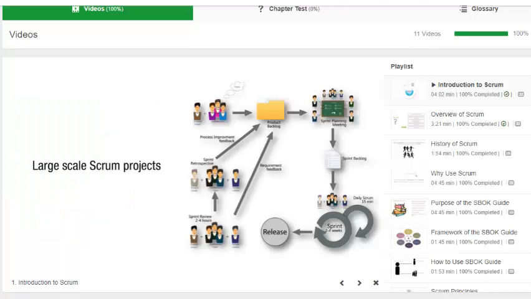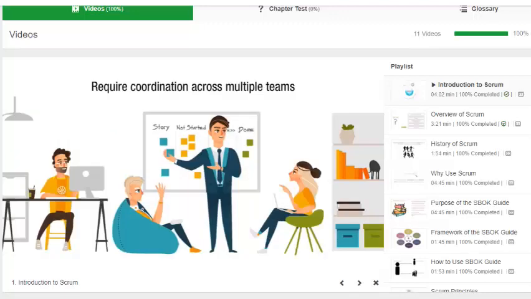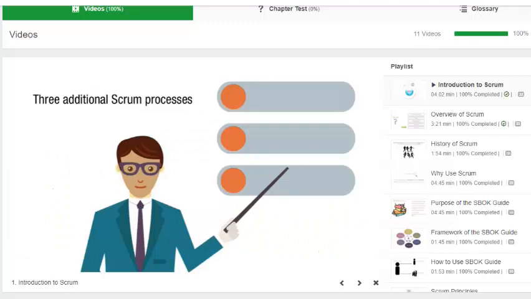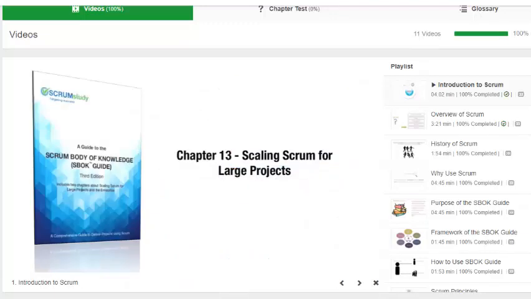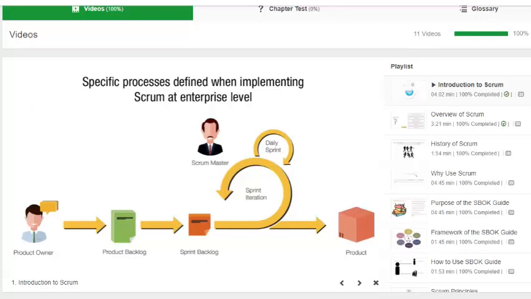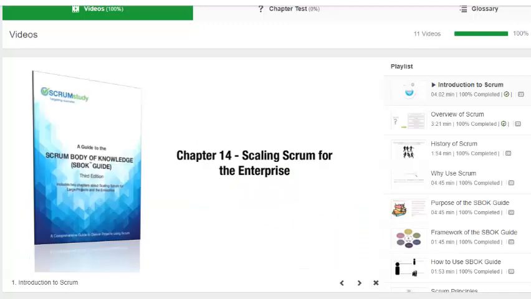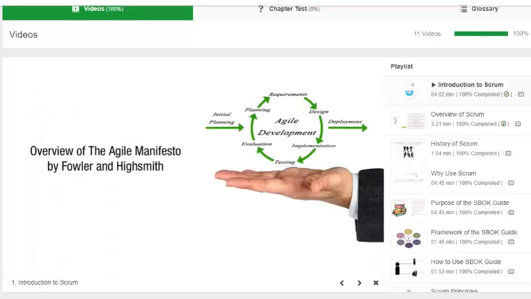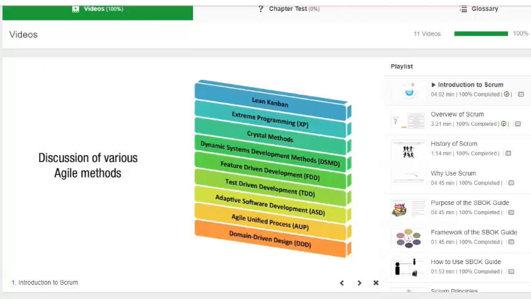For large-scale Scrum projects that require coordination across multiple teams, there are 3 additional Scrum processes, which are defined in Chapter 13, Scaling Scrum for Large Projects. There are also specific processes defined when implementing Scrum at the enterprise level, which are covered in Chapter 14, Scaling Scrum for the Enterprise. Finally, Appendix A contains an overview of the Agile Manifesto by Fowler and Highsmith, and a discussion of various Agile methods for those who want more information about Agile.